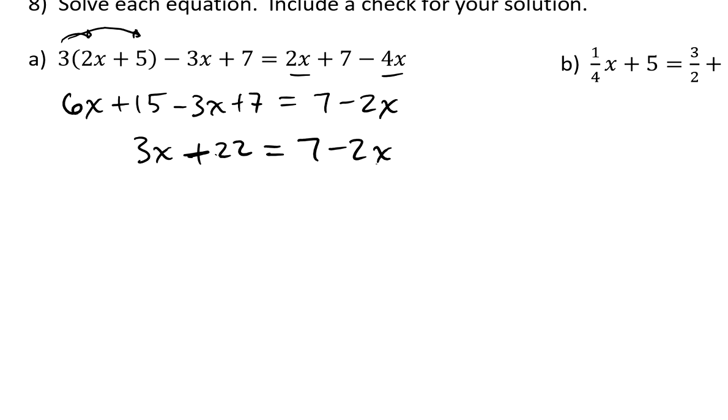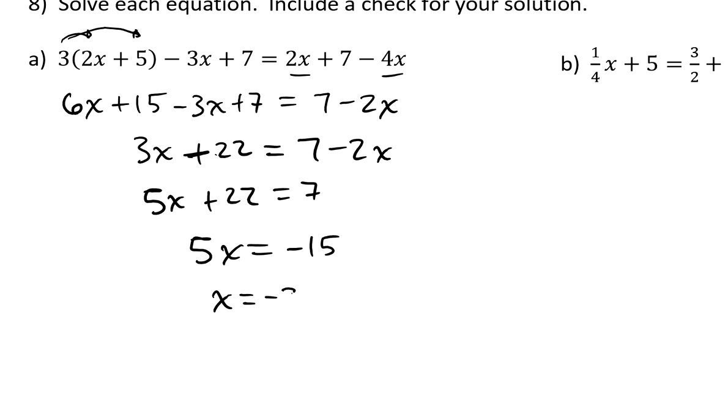I guess we can add 2x to each side, so this would give us 5x over here plus 22 equals 7. And then finally, I could go ahead and subtract 22 from both sides. If I take 22 away from 7, we get negative 15, right? 7 minus 22 is negative 15. And then finally, we'll divide both sides by 5. So when I divide by 5, we get that x is negative 3.